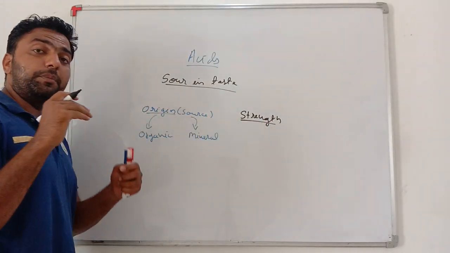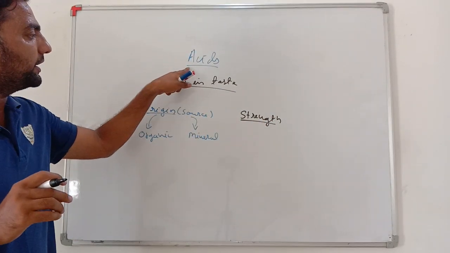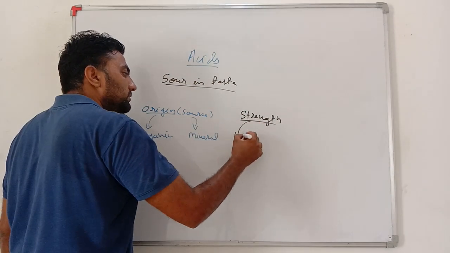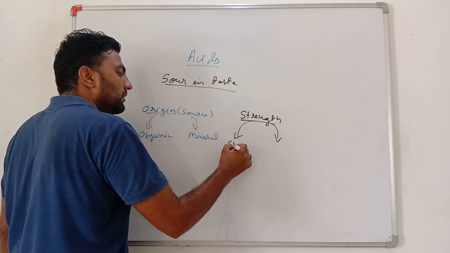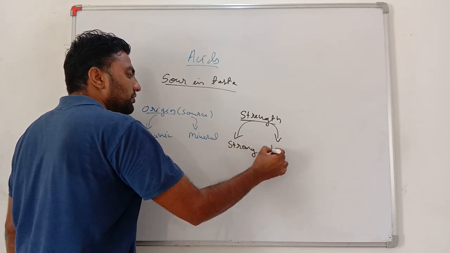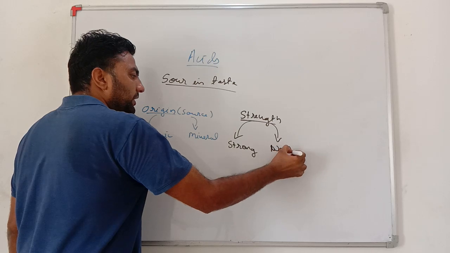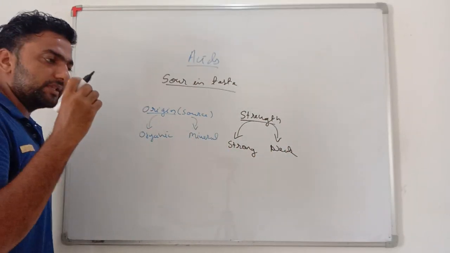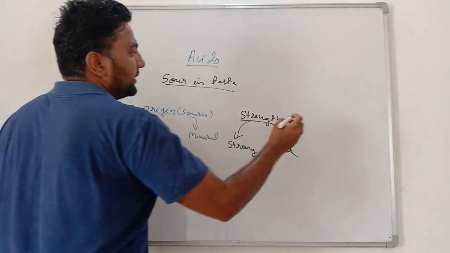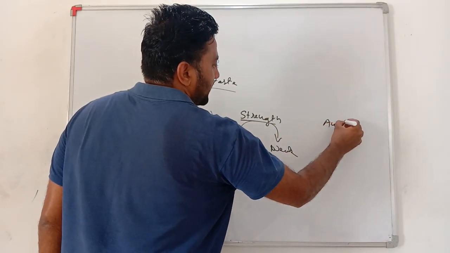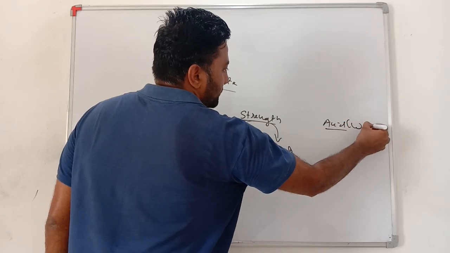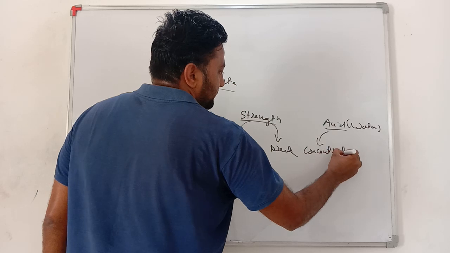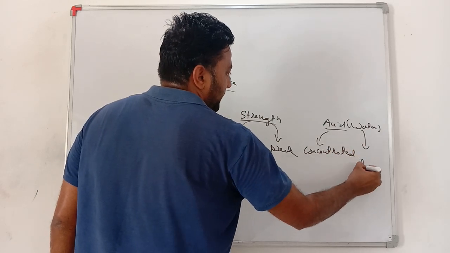On the basis of strength, we will see when the complete topic of acids is completed what is the meaning of the strength of acid. On the basis of strength, acids are categorized into strong acids and weak acids, and on the basis of concentration, that is how much water is present in acid, acids are categorized into concentrated acid and dilute acid.